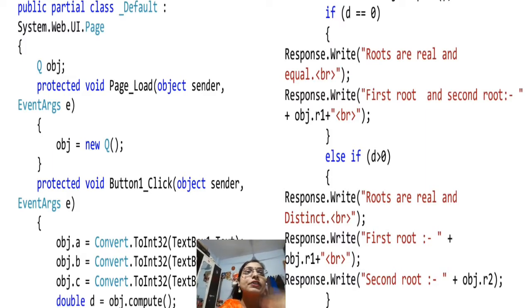Okay, after that else if d is greater than 0 means the roots are real and distinct. In this case we have to display both the roots r1 r2 separately. So to do the same, I have written response dot write first root plus obj dot r1 I have displayed, and second root plus obj r2.